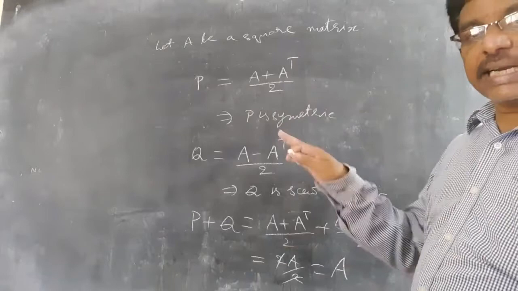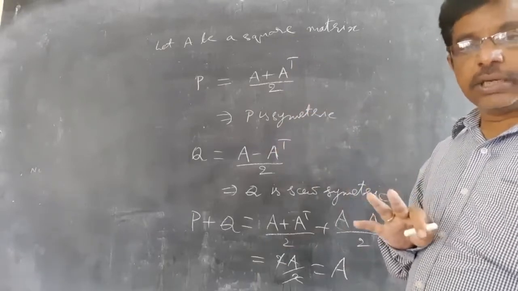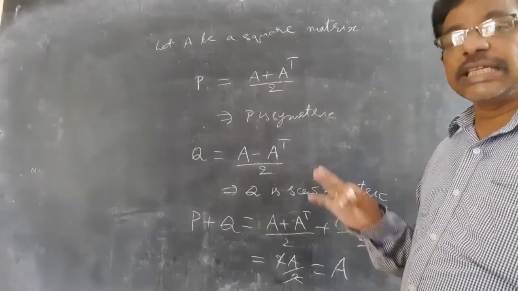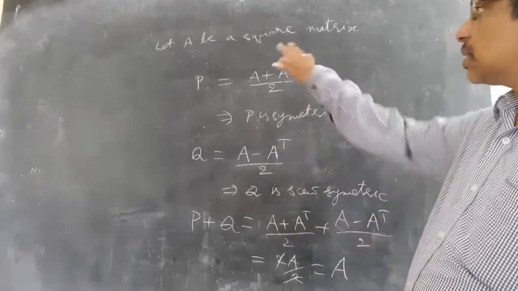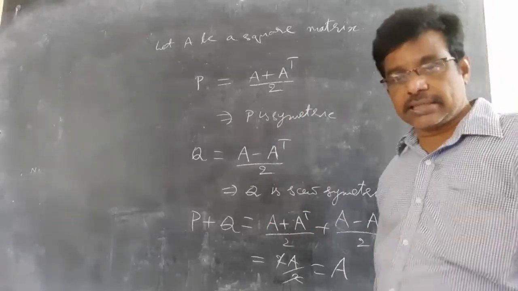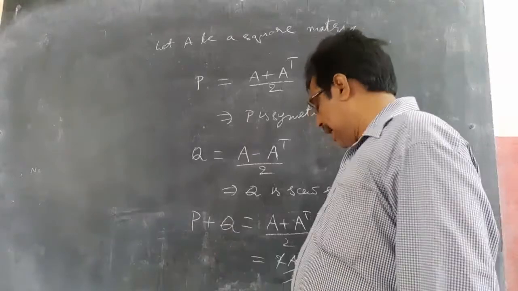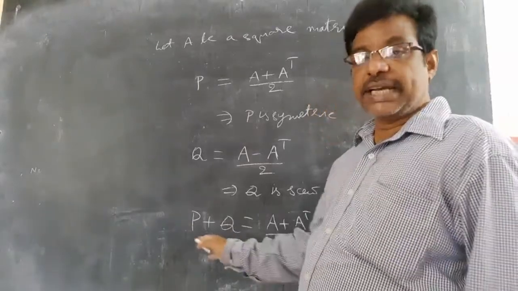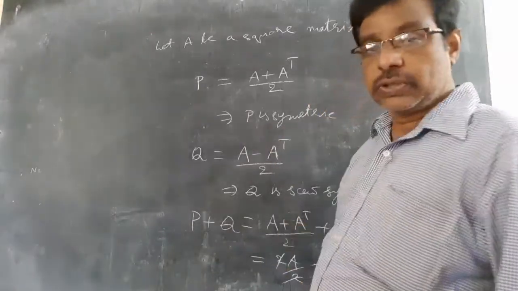I did not take a matrix equal to 1, 2, 3, 4, 5 some numbers. It is not possible only for that. It is possible for every square matrix. That's why I took it as A, a square matrix. So A I am getting as the sum of two matrices P and Q. P is symmetric, Q is skew symmetric.